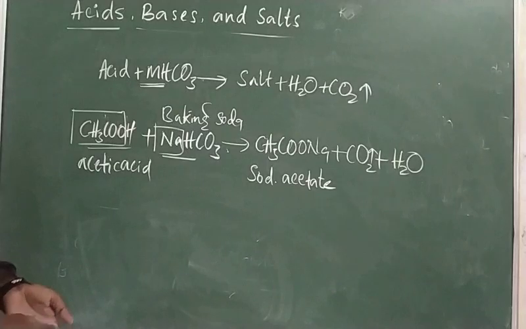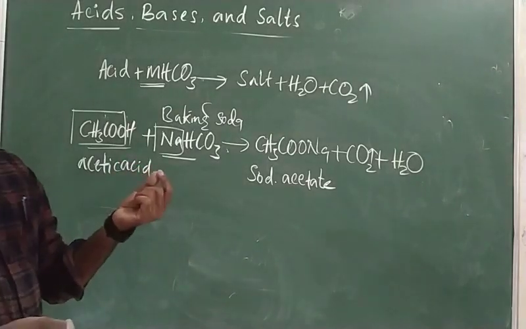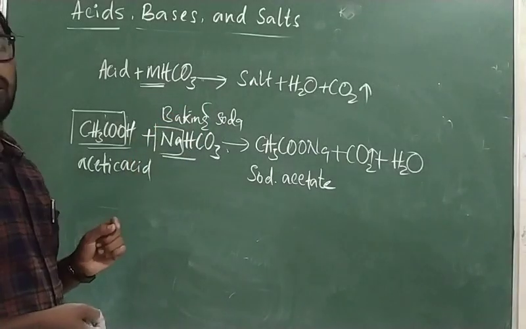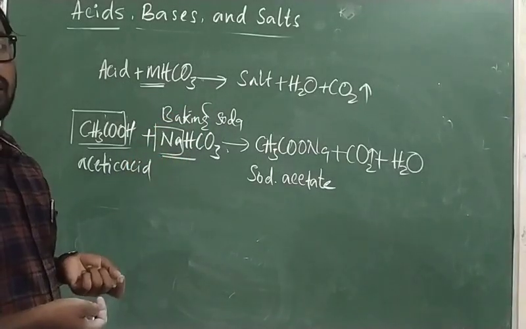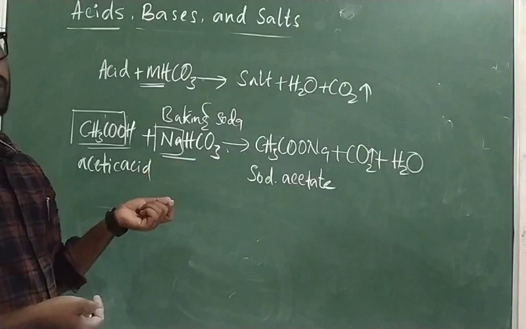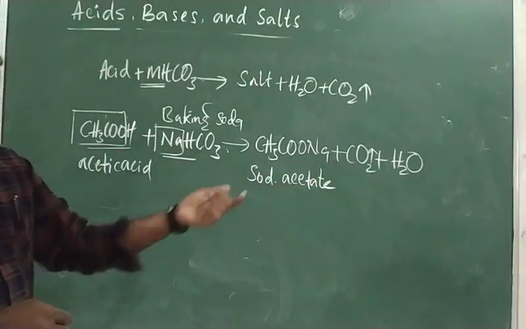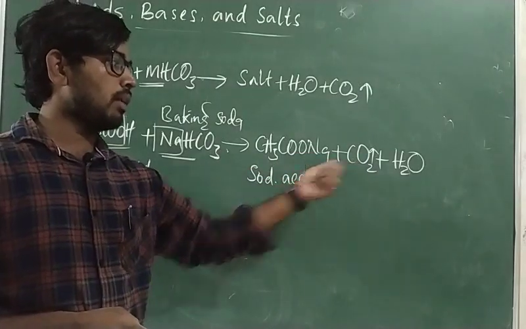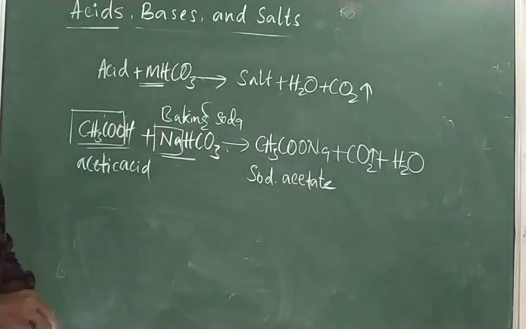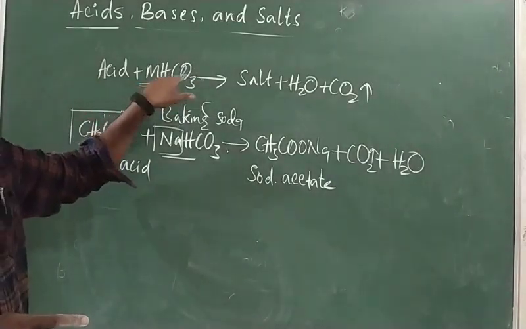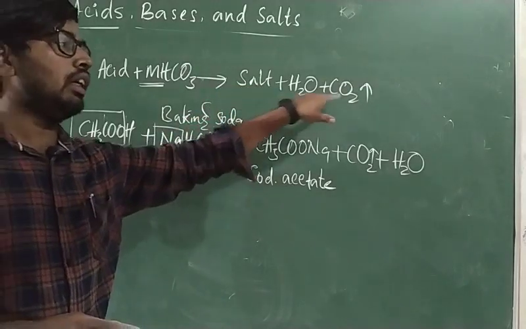One more test we can do: we can bring a burning matchstick and keep it near the test tube where we took the mixture. What happens? It goes out because carbon dioxide acts as a fire extinguisher. As we know, in fire extinguishers we use carbon dioxide in solid form, which we call dry ice. This is about acid plus metal bicarbonate giving rise to salt, water and carbon dioxide.